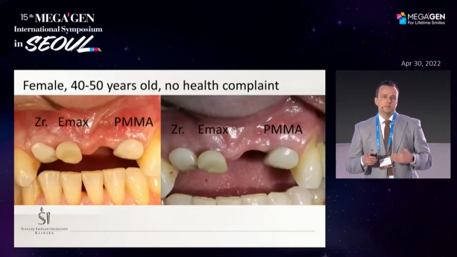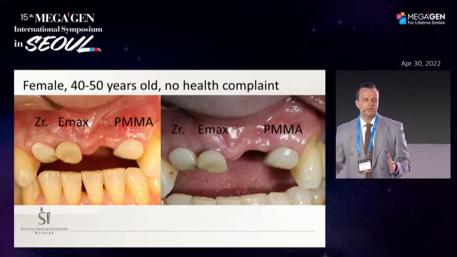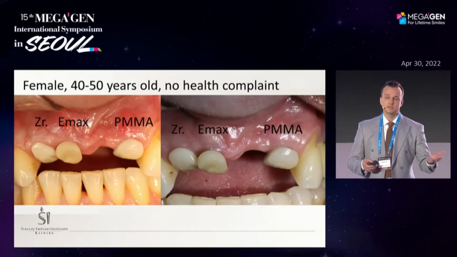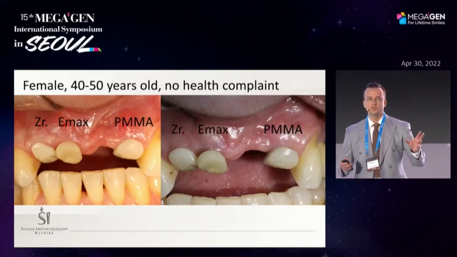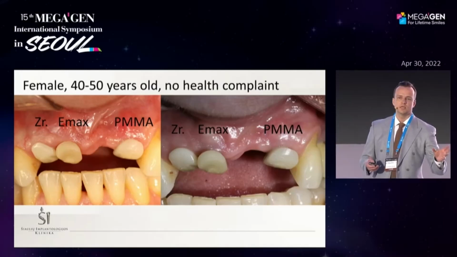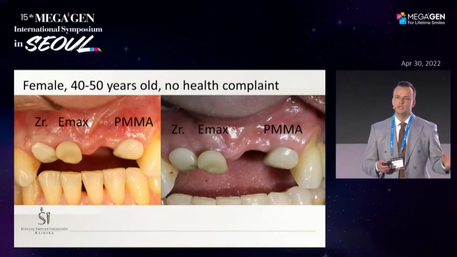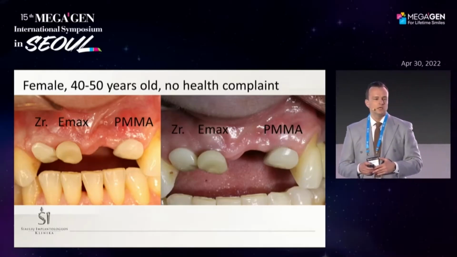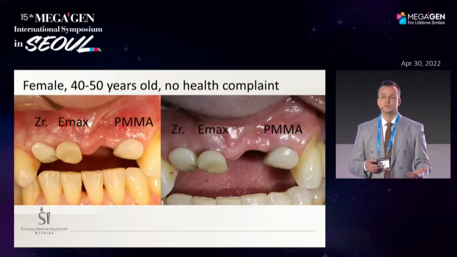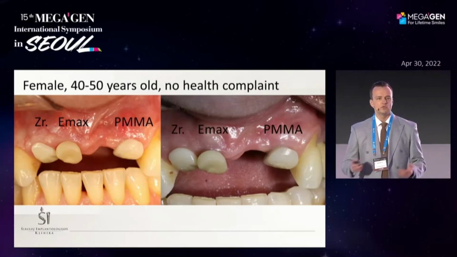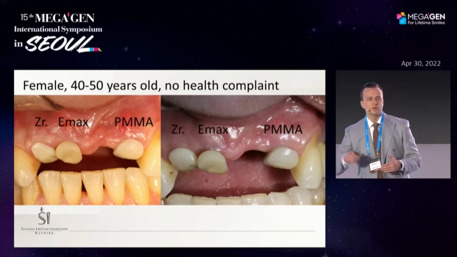So the case is done, but I would still like to share 2 more cases and show the 4-month results we have. This is one of them, and it's interesting because one patient has 3 different materials as individual healing abutments in the mouth at the same time. So it's zirconium, Emax, and PMMA. On the left side, it's just after the sutures were removed, and on the right side we already have 3 months after.